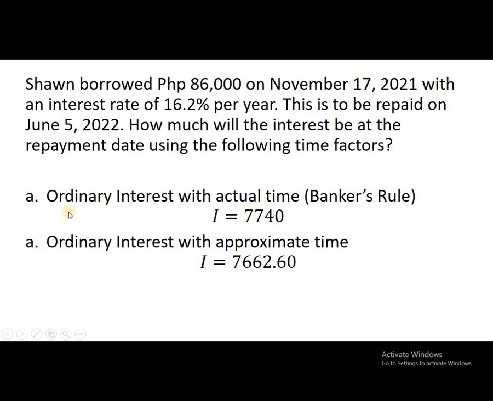If we compare the banker's rule and the ordinary interest with approximate time, these are the results. Using the banker's rule, or ordinary interest with actual time, it gives you a higher interest than the ordinary interest with approximate time. So that's all for ordinary simple interest. Thank you for watching.